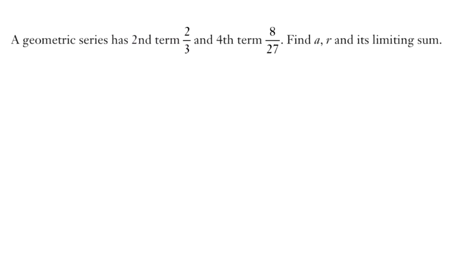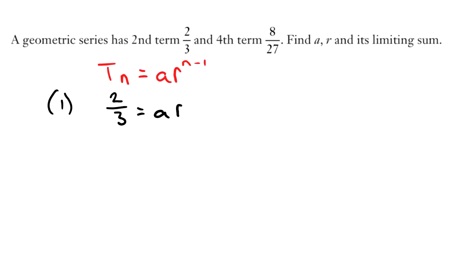Alright, a geometric series has a second term and a fourth term. Find a, r, and its limiting sum. So this involves some formula from previous. We have two equations here. The first one we know is going to be 2 over 3 equals ar, and because it's the second term, it'd be 2 take away 1, which is 1. But we don't need it there. I'm also going to tidy up that r. The second equation is where we have 8 over 27 equals ar, because it's the fourth term, it will be 4 minus 1, so 3.